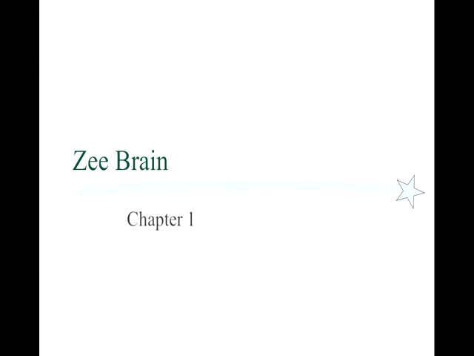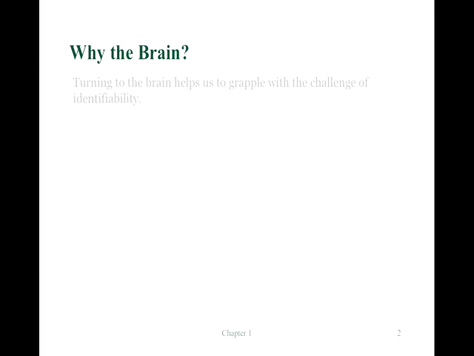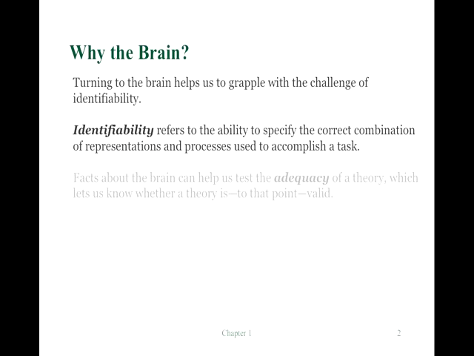Okay? This is still chapter 1 at the end. So why should we even study the brain? The idea of identifiability is the ability to specify those mental representations and those mental processes used in a task. So it's the way that we figure out all of those mental pieces. So how do we know people are imagining a picture of something versus that propositional representation of like the ball is on the box, but it's written in sort of computer terms? And then what processes helped us get there?